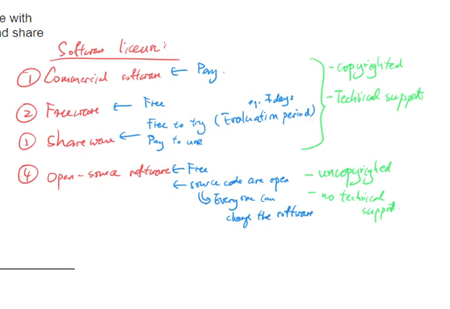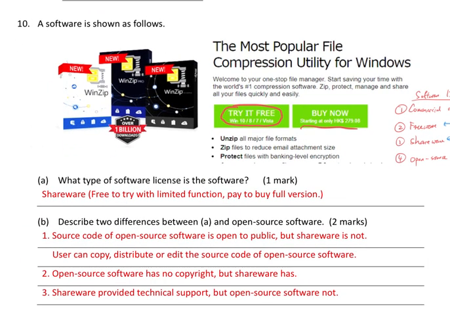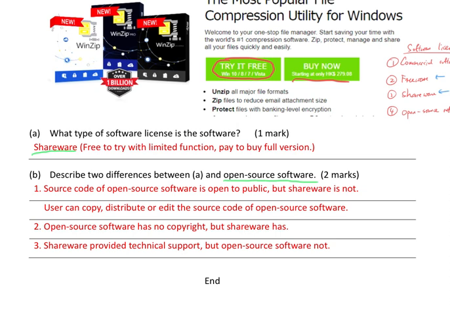So let's go back to the answer. The above software is free to try, but you need to pay to buy. So obviously, this is shareware. And the second one, it will talk about the difference between shareware and open source software. So you can use what we have talked.